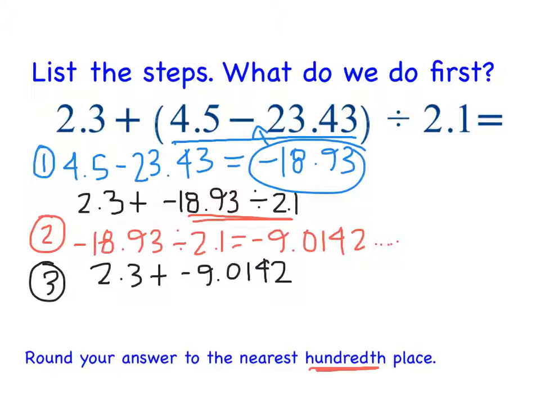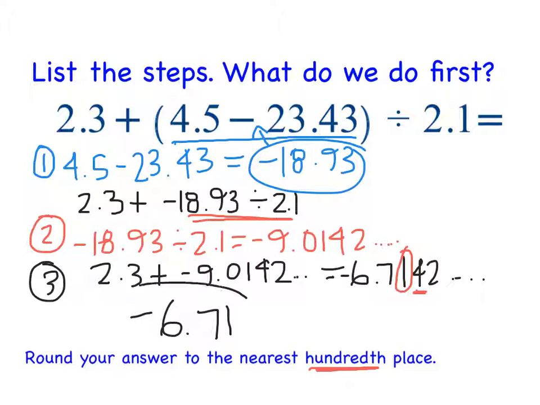So for my final step, all I have left is the 2.3 plus the negative 9.0142 stuff that we found in our previous answer. And since commutative property works for addition, if you still have that negative 9.0142 stuff in your calculator, you can go ahead and just press plus 2.3, and then that will give you our answer. Now our answer is negative 6.7142, so on and so forth, but we're rounding to the nearest hundredth place. So the 1 is in the hundredth place, the 4 is going to tell me what to do with that 1, and since it's less than 5, it's going to stay, and so we're going to get negative 6.71 as our final answer.